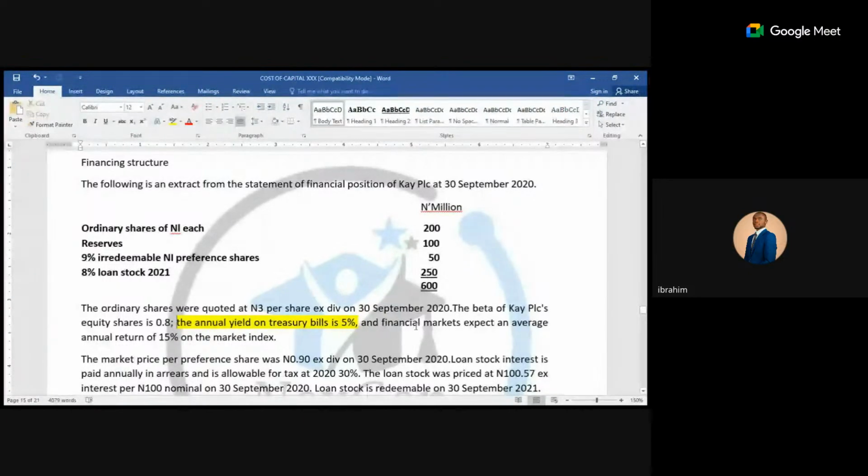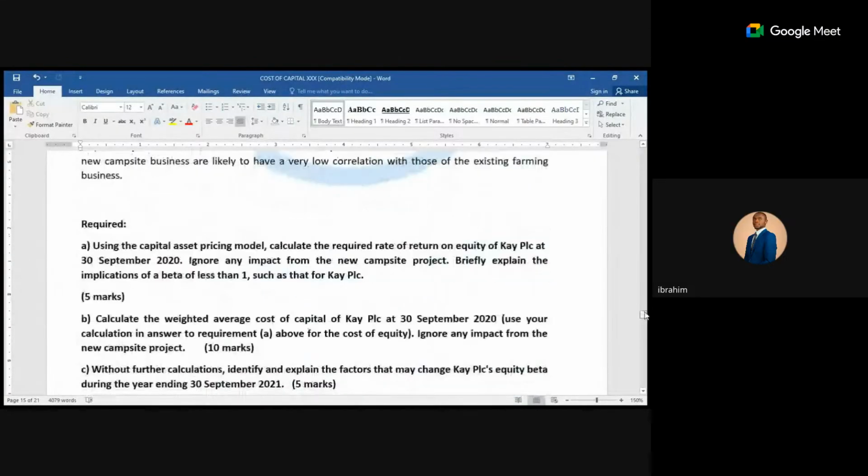And financial market experts, an average annual return of 15% on the market index. Please mute your mic. On the market index. That is the market return. And we should not forget that the question says that using the capital asset pricing model.